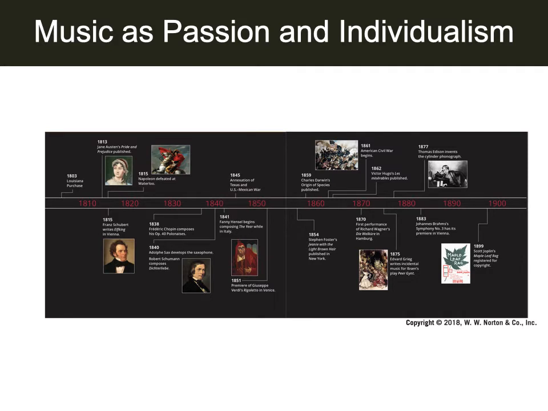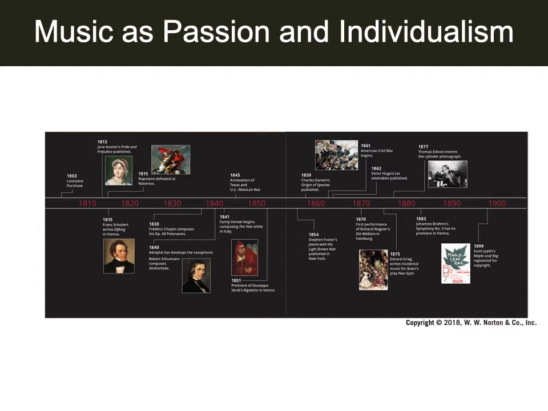Music as passion and individualism. Here we have the timeline for the 19th century, and this is roughly the Romantic era in music history. In 1803, the Louisiana Purchase takes place. 1813, Jane Austen's Pride and Prejudice is published. 1815, Napoleon is defeated at Waterloo.